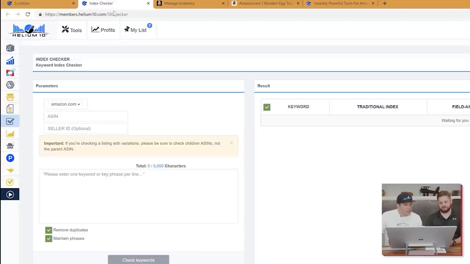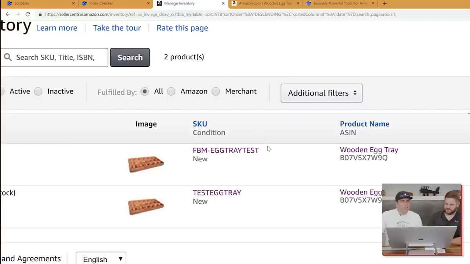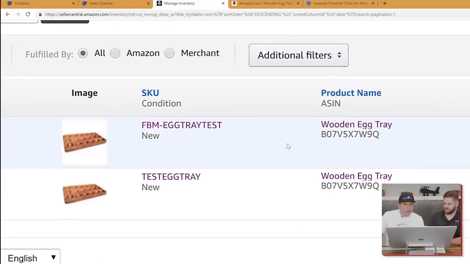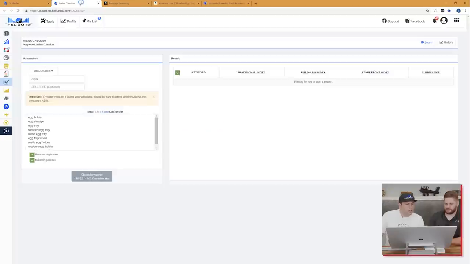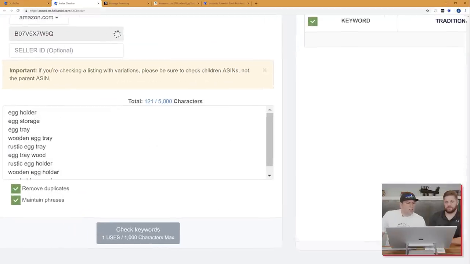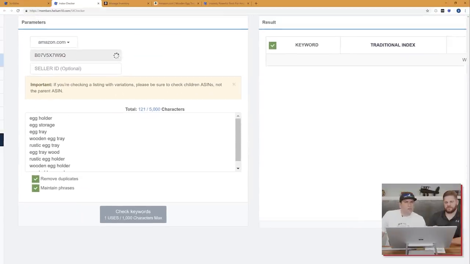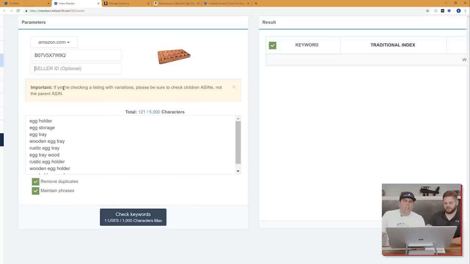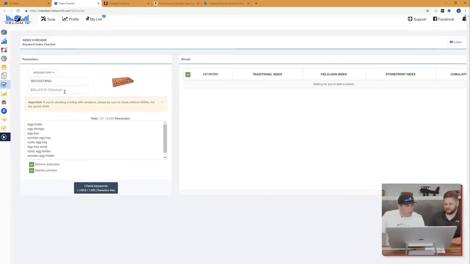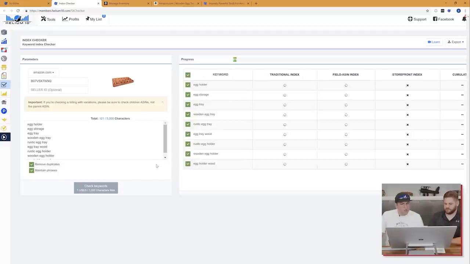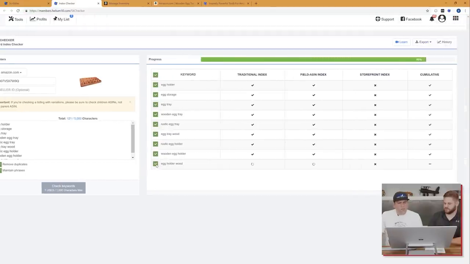So right now, I'm going to paste those keywords into here. I need to get the ASIN. We can get the ASIN right here from our Seller Central account under the product name, right under the title. I'm going to copy the ASIN. And right here, you see something that says seller ID optional. This I'm not going to do. I only want to see if this is indexed. This is another higher level of indexing that is not really applicable right here. So I'm just going to do our main index check. Here I've got all these characters in here. I'm going to click check keywords, and it is letting us know.